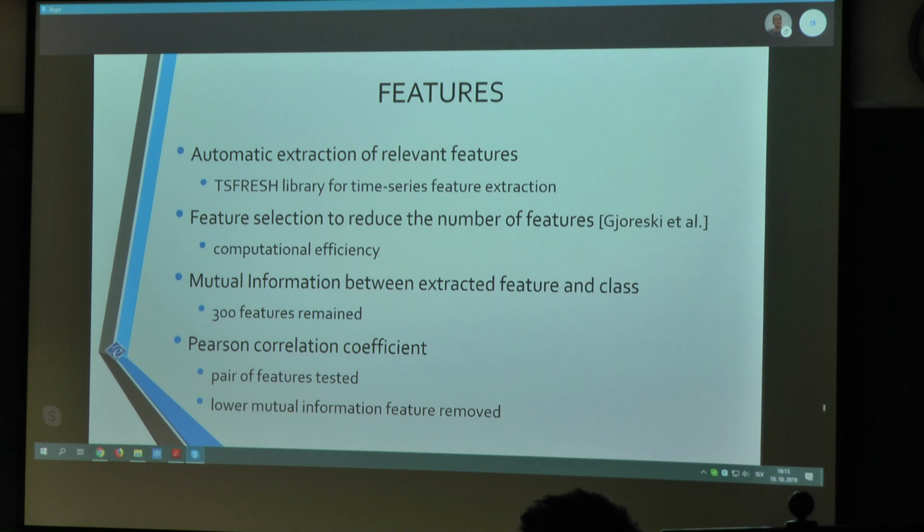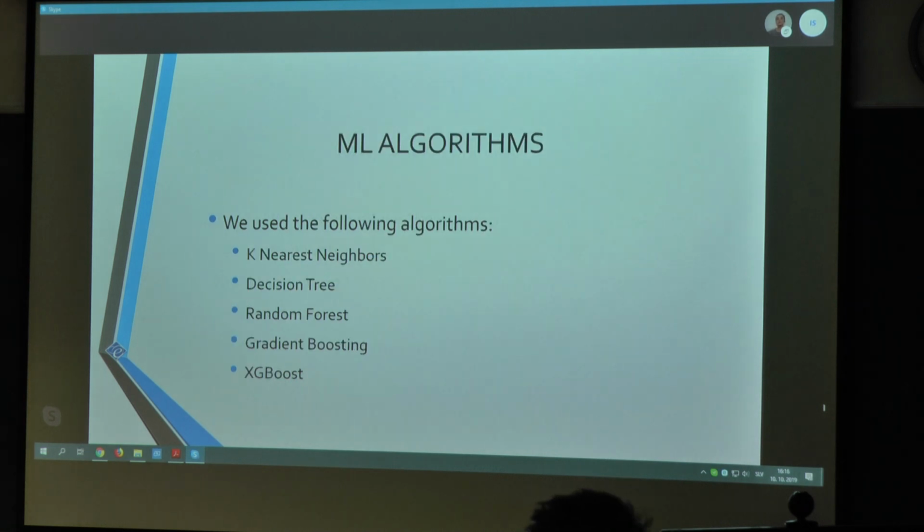And then we calculated the Pearson correlation coefficient for each two features, meaning that we tested pairs of features. If those pairs of features gave a correlation coefficient that was higher than a certain threshold, the feature with the lower mutual information was removed from the pair, and the other one just remained for the final set of features.